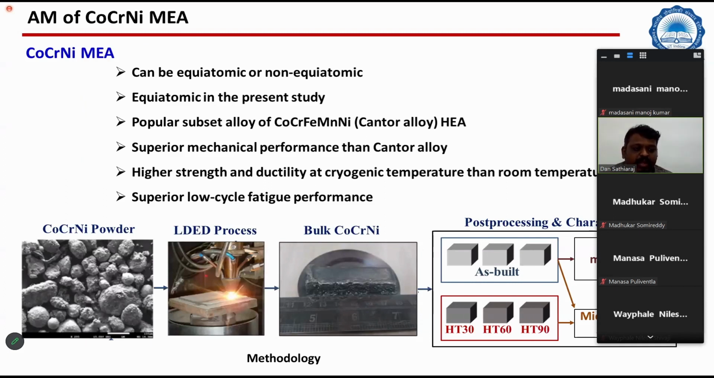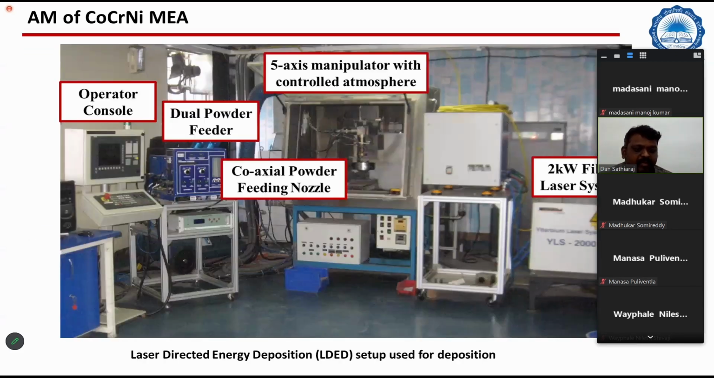We have a five component alloy, and here we have made a three component alloy. We tried to make it through the DED system. This is the system, it's available at RR Cat in Indore, maybe you may know that. So there we did this deposition process.